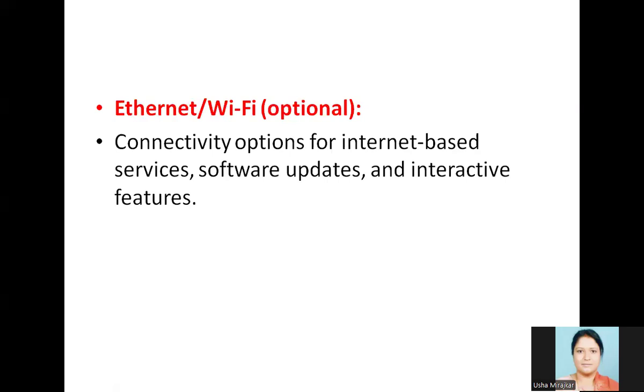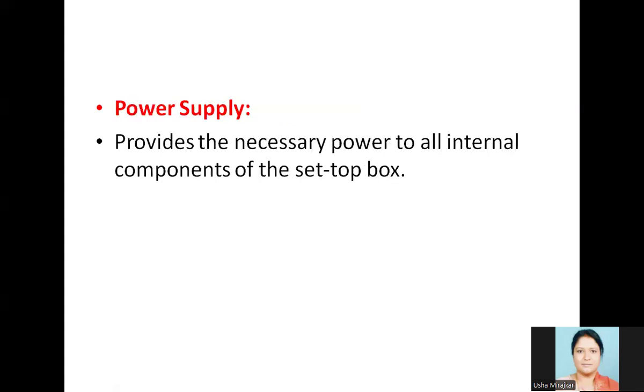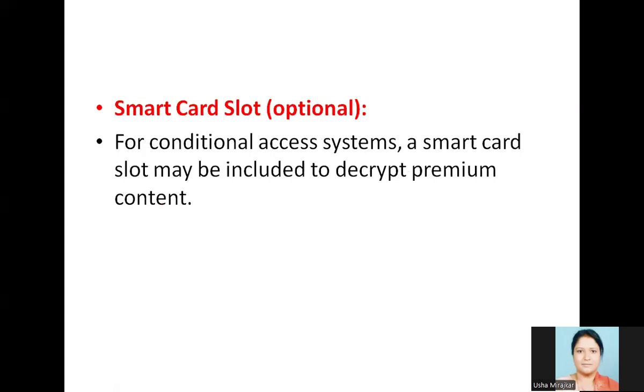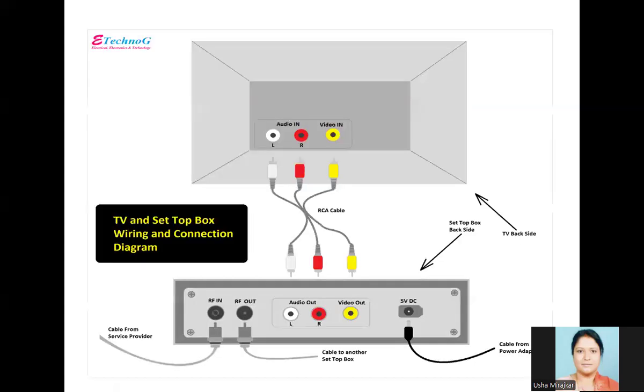Ethernet or Wi-Fi is optional here. These are connectivity options for internet-based services, software updates and interactive features. For that also a connection option will be there. Now the power supply provides the necessary power to all the internal components of the set-top box. The smart card slot is an option here for conditional access. As I said, it is a smart card type of option. A smart card slot may be included to decrypt the premium content.